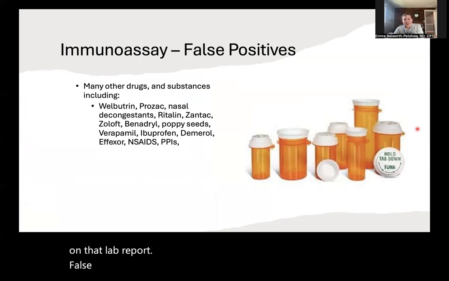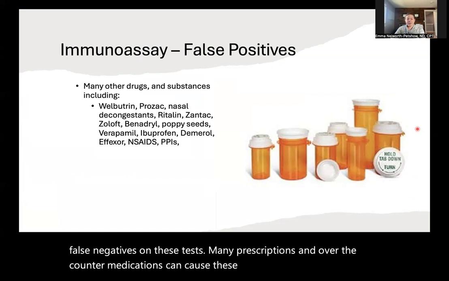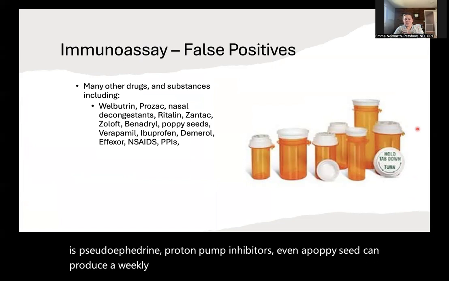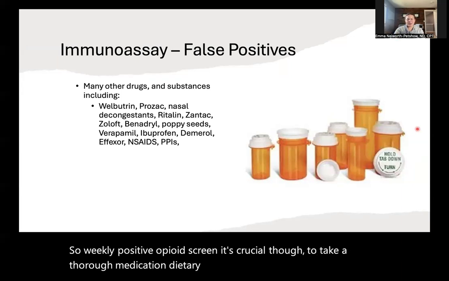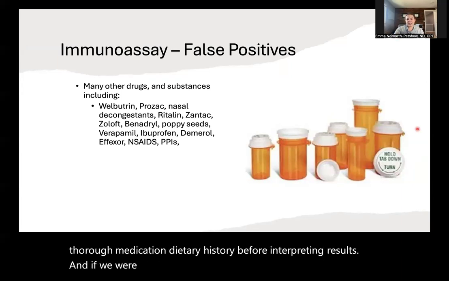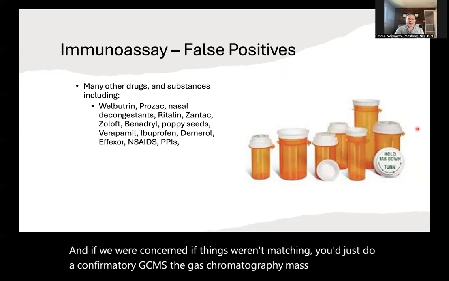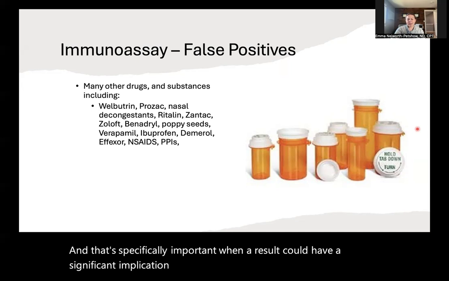False positives are perhaps even more common than false negatives on these tests. Many prescriptions and over-the-counter medications can cause these false positives. Bupropion, SSRIs, pseudoephedrine, proton pump inhibitors, even a poppy seed can produce a very weak, so-called weakly positive opioid screen. It's crucial to take a thorough medication and dietary history before interpreting results. And if we were concerned or things weren't matching, you'd do a confirmatory GCMS, the gas chromatography mass spectrometry. That's specifically important when a result could have a significant implication, like an employment or legal problem.